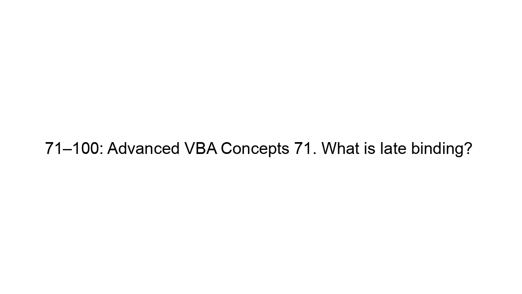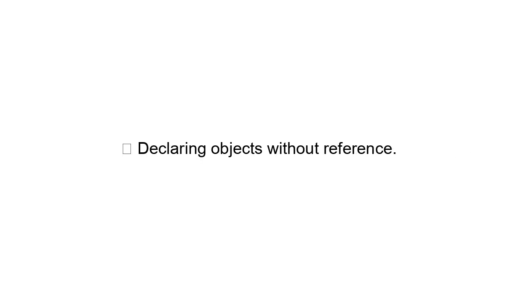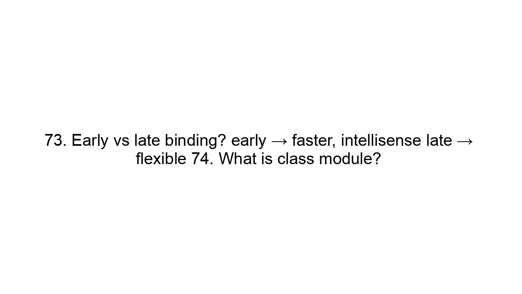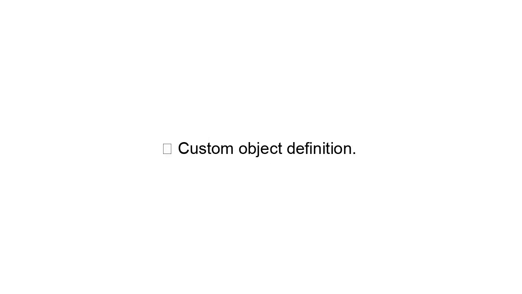71 to 100. Advanced VBA concepts. 71. What is late binding? Declaring objects without a reference. 72. What is early binding? Using referenced libraries. 73. Early versus late binding: early is faster with IntelliSense; late is more flexible. 74. What is a class module? A custom object definition.